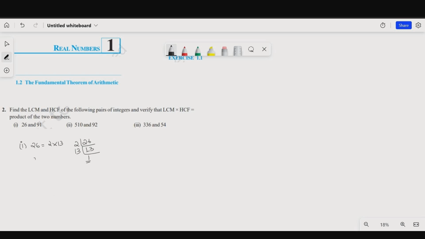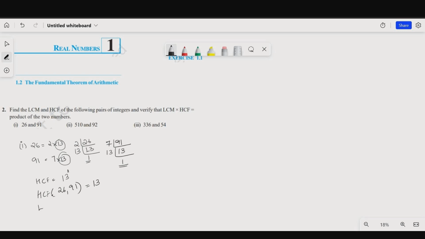Now what about 91? The smallest prime number that can divide 91 is 7. It gives us 13. 13 itself is a prime number, so it is divisible by itself. So we can write it as 7 into 13. So what is HCF? HCF is the product of the smallest power of each common prime factor in the numbers. The common prime factor is 13, and there is only 13. The smallest power of 13 is anyway 1. So the HCF of 26 and 91 is equal to 13.